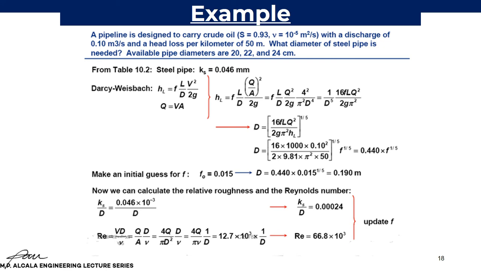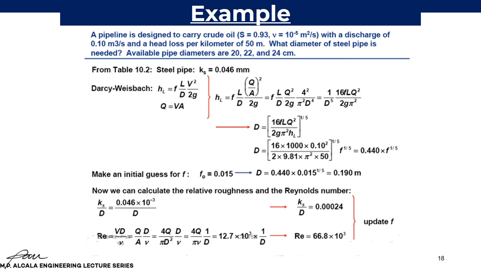So looking at this problem, a pipeline is designed to carry crude oil. So take note, class, that we are not always concerned with water. Though the most common practice of hydraulic engineers has been with dams, with flow, with pipes through water, where water is the main parameter, the main variable of change, right?